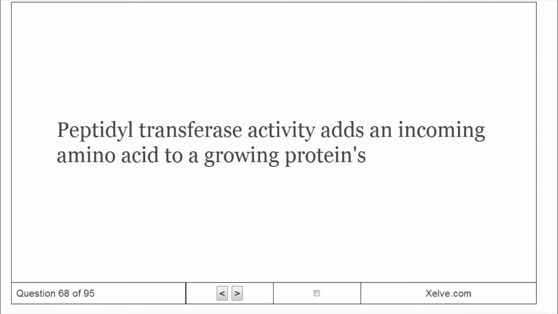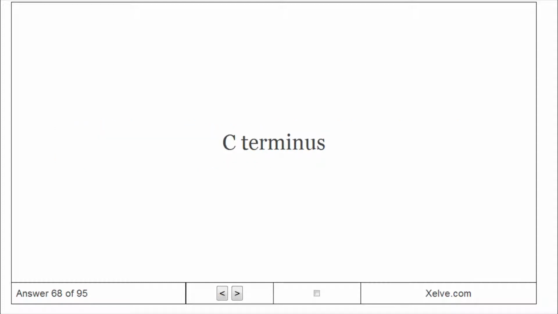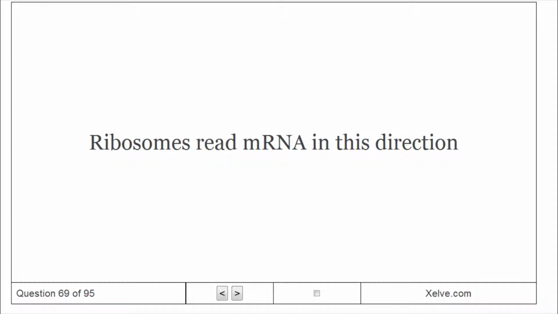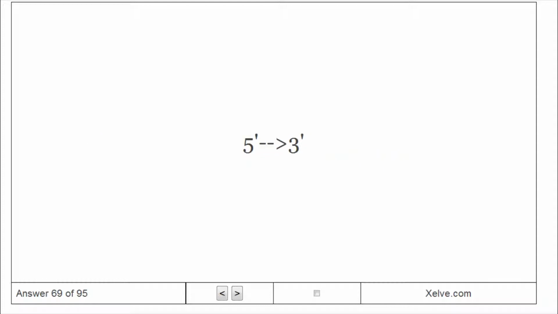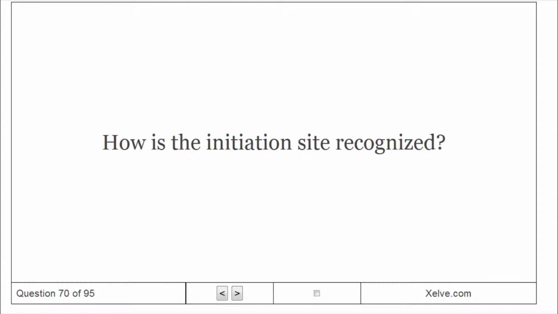Peptidyl transferase activity adds an incoming amino acid to a growing protein at the C-terminus. Ribosomes read mRNA in this direction: 5' to 3'. How is the initiation site recognized?